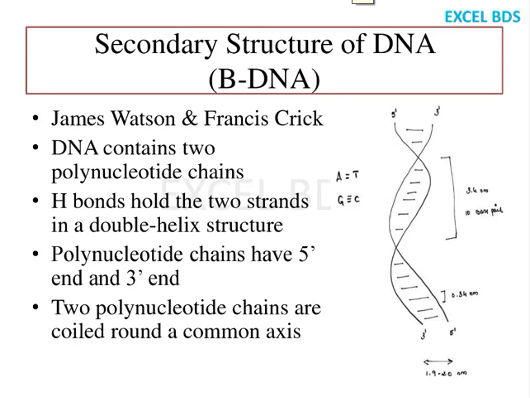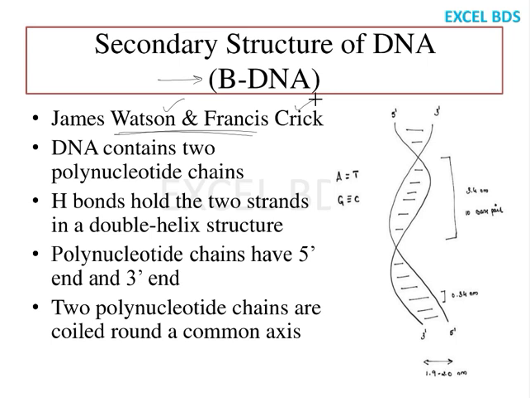Then coming to DNA structure, the predominant DNA structure which is commonly seen is the B form of DNA, which was explained by scientists James Watson and Francis Crick. So that's why this model of DNA is also called the Watson-Crick model of DNA. In the exam they might ask you to write the Watson and Crick model of DNA or explain it.